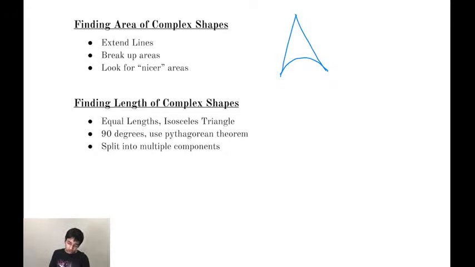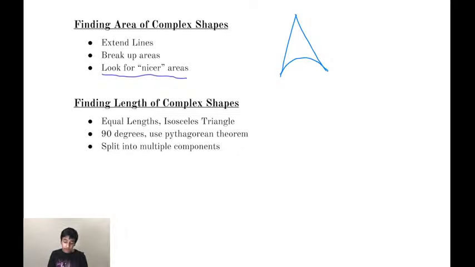Okay, so also some other strategies are, if you have some complex shapes that they give you, you can break it up into some different areas and find the area of those individual pieces. Because if you find the area of the individual pieces, you can find the overall area of the whole thing. And also sometimes you look for nicer areas, so areas that are easier to work with. So maybe a square, an arc, a triangle, an equilateral triangle, whatever we have, we can always look for nicer areas.